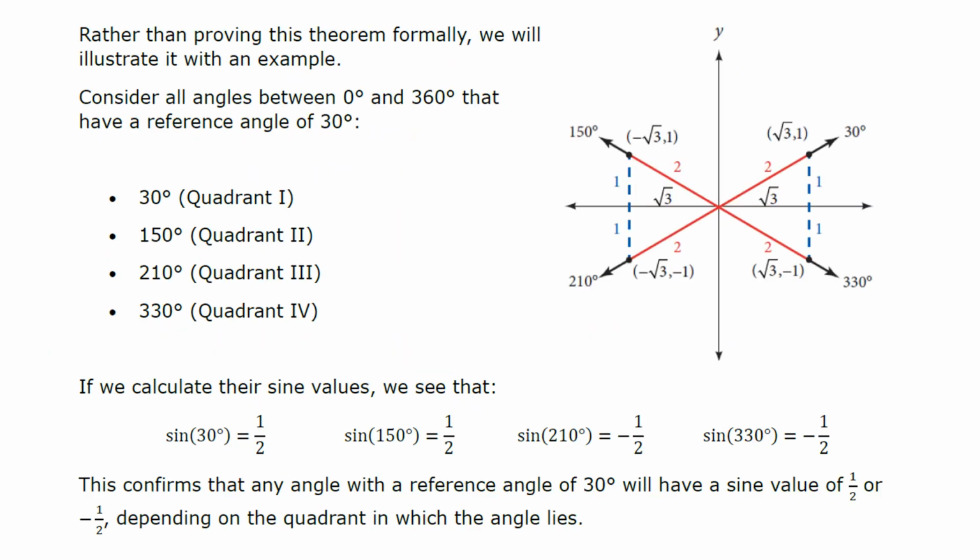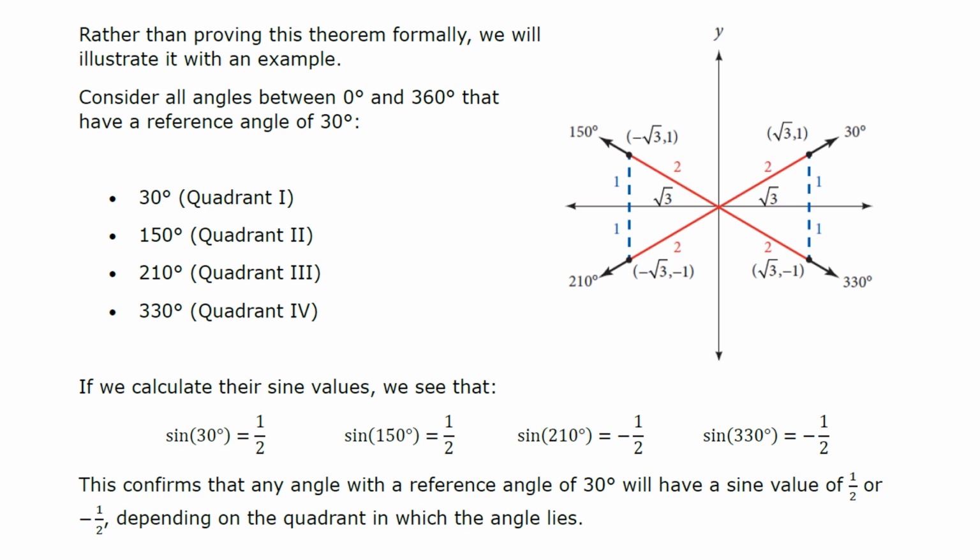Rather than proving this theorem formally, we'll illustrate it with an example. So consider all angles between 0 degrees and 360 degrees that have a reference angle of 30 degrees. In quadrant 1, that angle would be 30, which has a reference angle of 30 degrees. In quadrant 2, that would be 150 degrees, which would have a reference angle of 30 degrees as well.